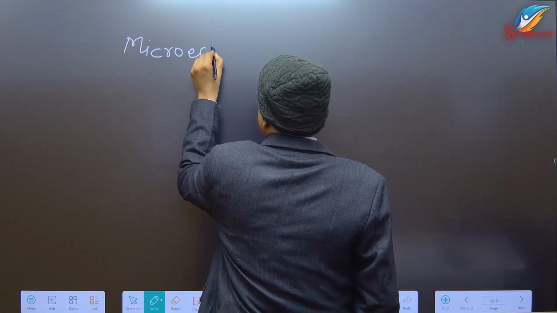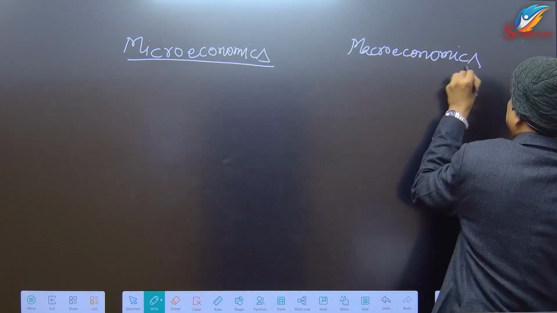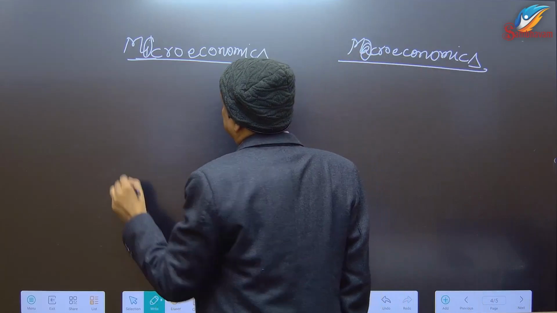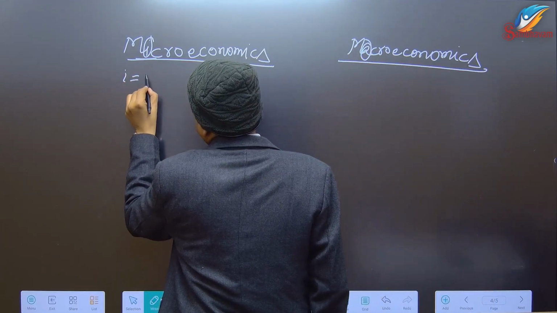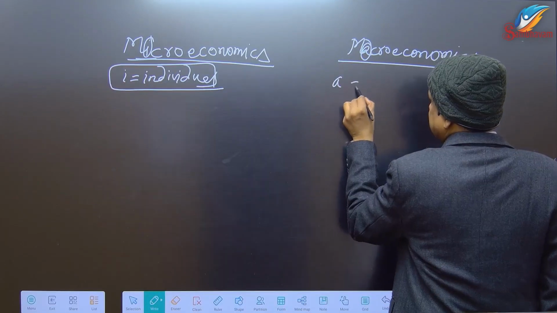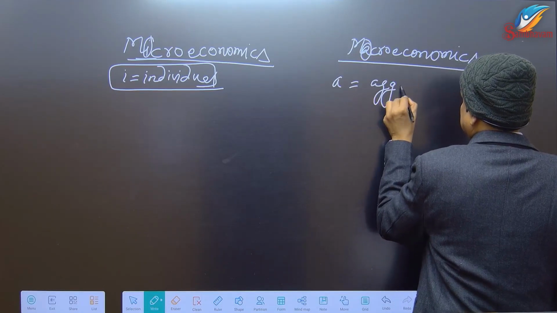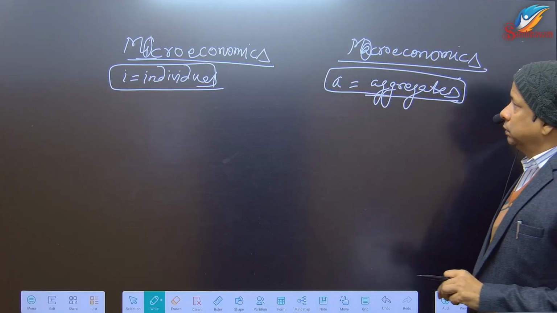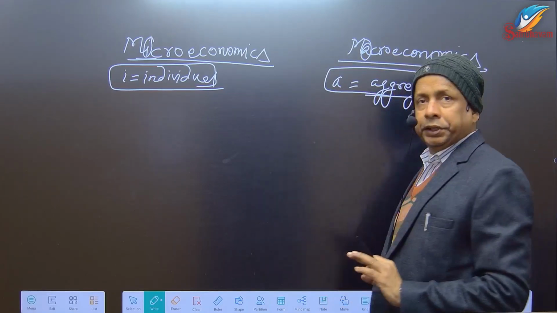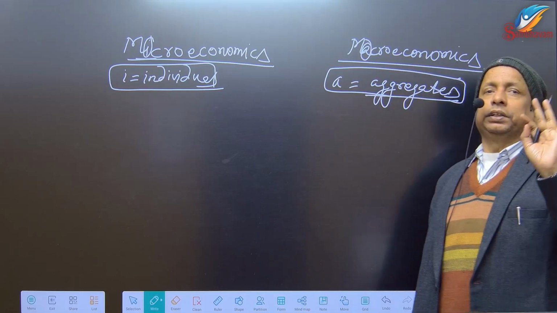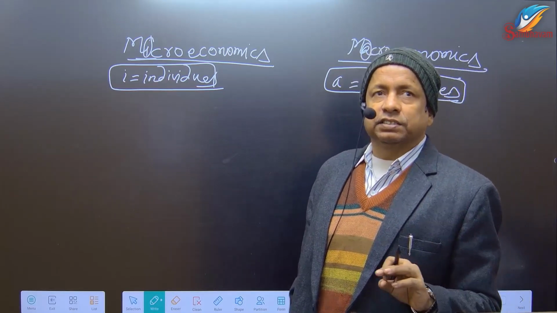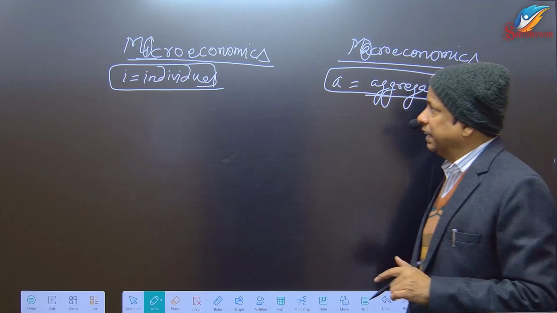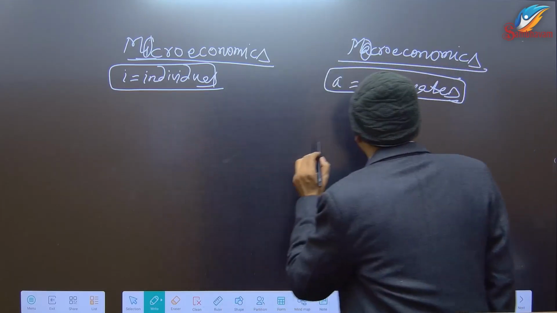Now come to microeconomics and macroeconomics. I, A. I stands for individual, A stands for aggregate. If you know the difference between I and A, you will certainly differentiate between microeconomics and macroeconomics. I, individual; A, aggregate.